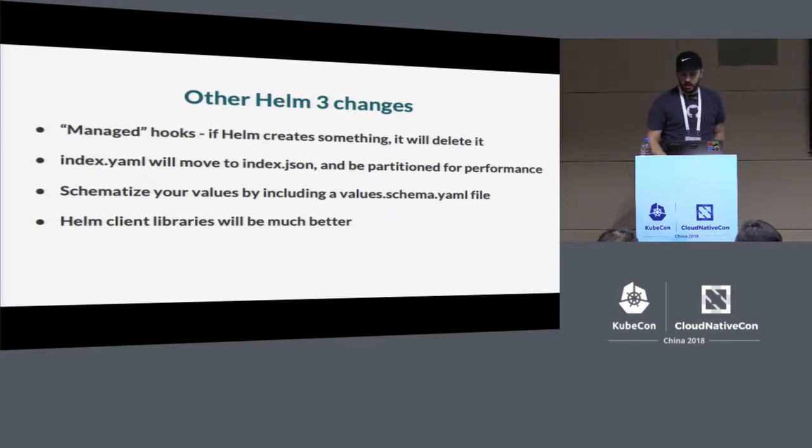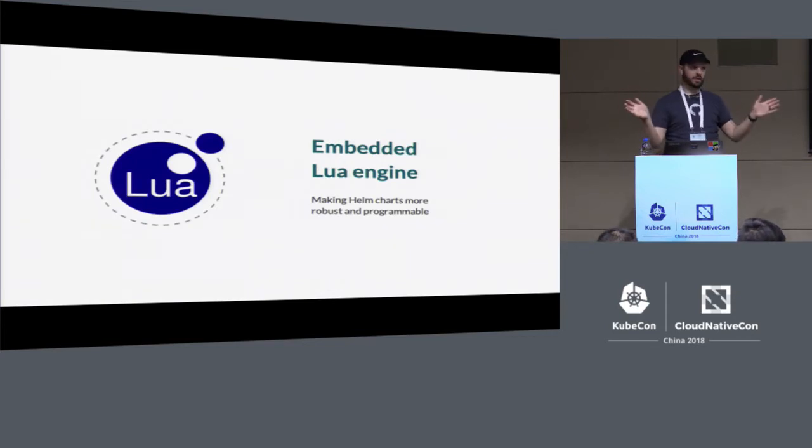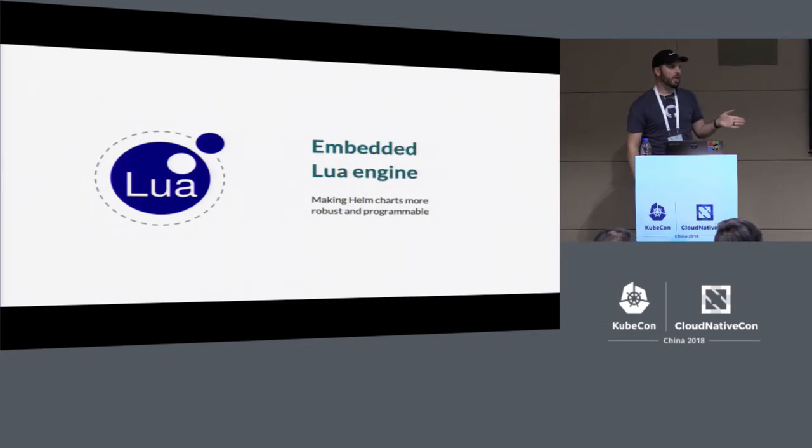Okay, first off, the elephant in the room that everyone freaks out about, the embedded Lua engine. So the whole idea here is we want to make Helm charts more robust and programmable. How many of you are familiar, like really familiar with at least one of the stable charts in the stable repository? Anyone? Okay, a few people. Okay, those charts are immensely complex. They're kind of actually like their own programming language on the inside.